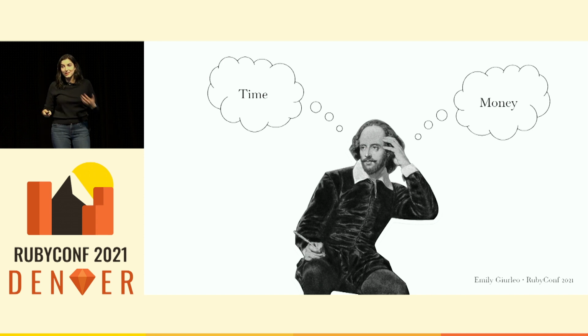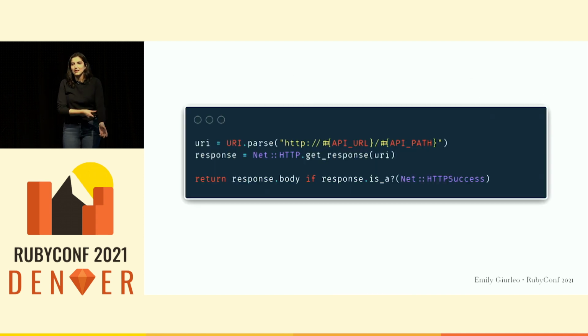Shakespeare doesn't have time for this, and neither do I, so I think this is a great scenario where we can use a mock. Before we talk about how we might mock this, let's take a look at the code that I wrote to actually perform the network request. So first, I create a URI object, and this is just an object that specifies the address of the server that the API lives on. Then I use the net HTTP library, specifically the getResponse method, to perform the network request.